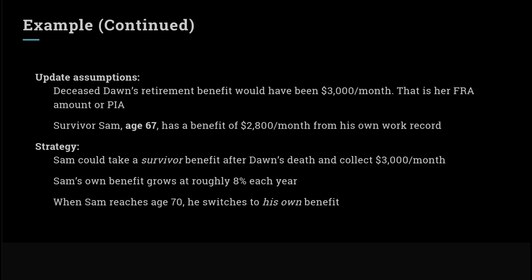Keep in mind that both benefits will increase with inflation, both the survivor benefit and Sam's own benefit. But Sam's retirement benefit from working will get additional delayed retirement credits, or DRCs, of roughly 8% per year. So just to be clear, that's on top of the cost of living, or COLA, inflation increases. And those delayed retirement credits go till age 70. That's probably the most powerful way to maximize your benefits, but there are other strategies. And keep in mind, sometimes it makes sense to start with your own benefit and then switch to the survivor benefit. So you can go either way.